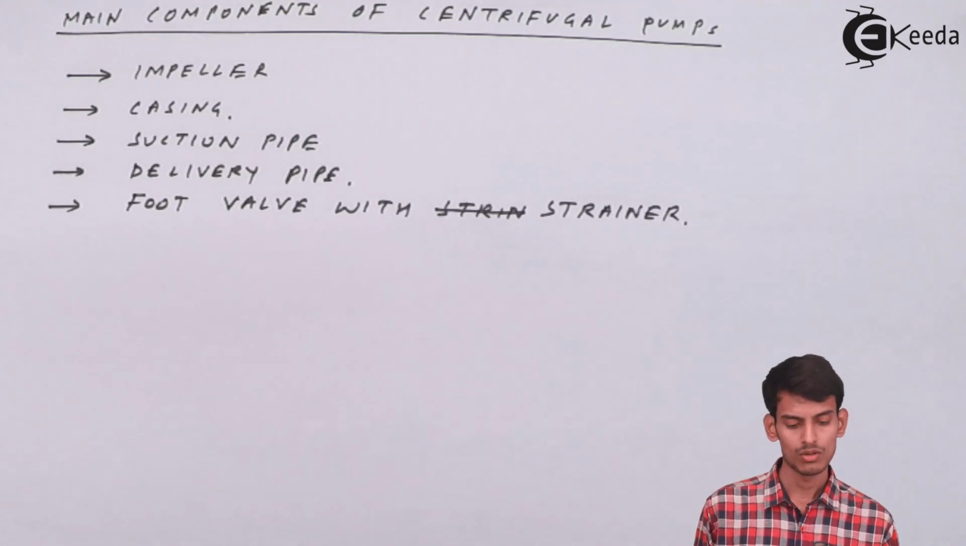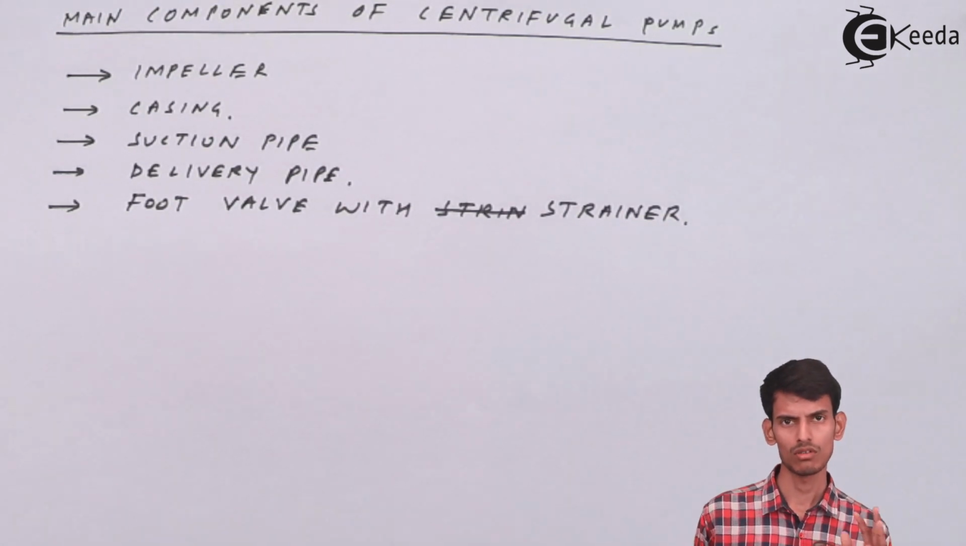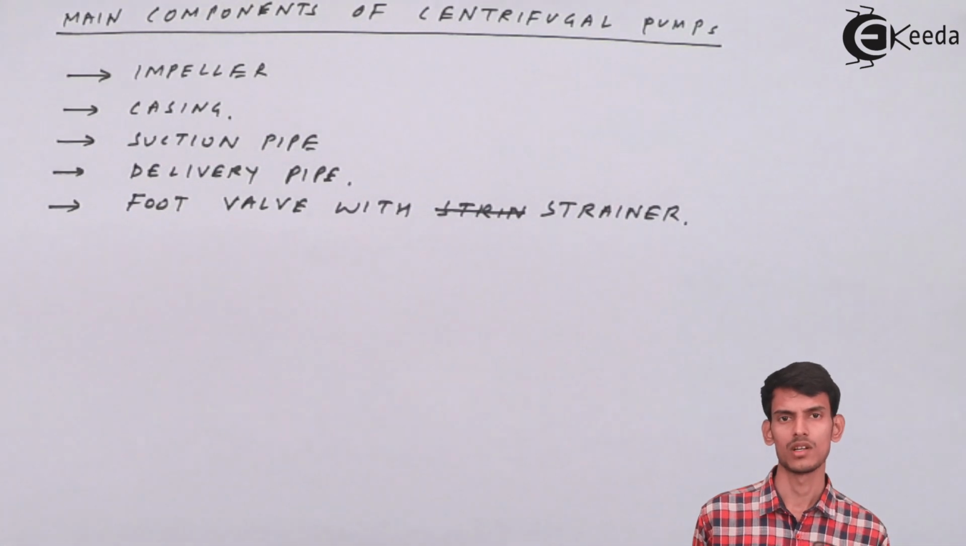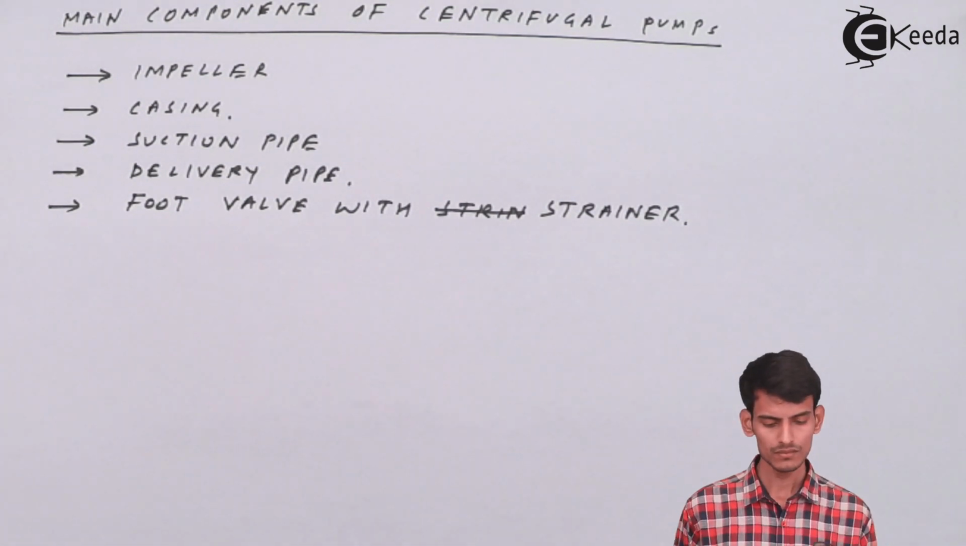Before going on to each of the components, let me draw the whole centrifugal pump so that we will come to know where the casing is, where the impeller is, where the suction pipe is, where the delivery pipe is, where the foot valve is. So before going on to individual components, let's see the whole picture first.